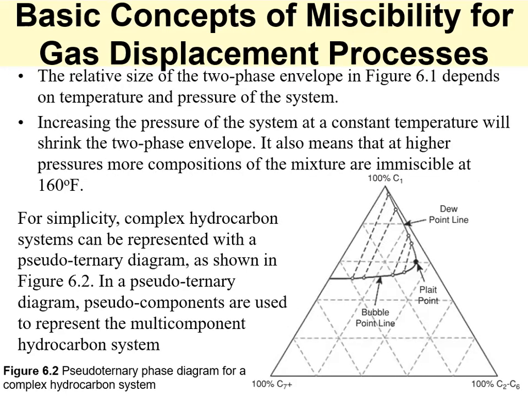The relative size of the two-phase envelope in figure 6.1 or figure 6.2, as the case may be, depends on the temperature and the pressure of the system. Increasing the pressure of the system at a constant temperature will shrink the two-phase envelope. So you see, if the pressure of this system is increased, for instance, from 2,500 psi to about 3,000, there's going to be a shrinking of this envelope to get smaller.